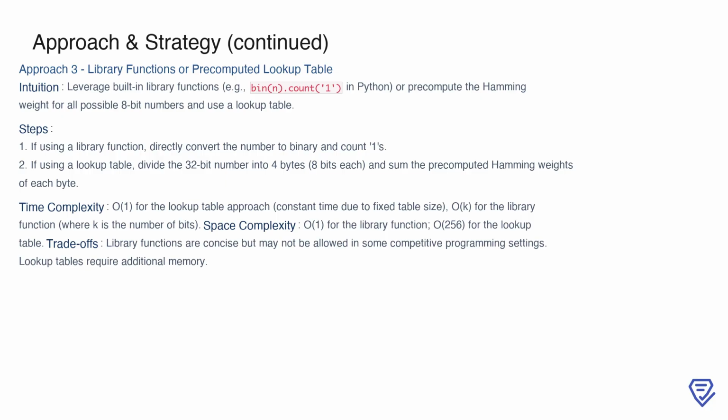By dividing the 32-bit number into 4 8-bit chunks, we can look up the Hamming weight of each byte in a table and sum up the results. The table itself would store the number of 1 bits for all possible 8-bit values, from 0 to 255. While the lookup table approach achieves constant time complexity due to its fixed size, it requires extra memory and pre-processing to create the table. These methods are fast and easy to implement, but library functions may not always be allowed in competitive programming, and lookup tables trade memory for speed.